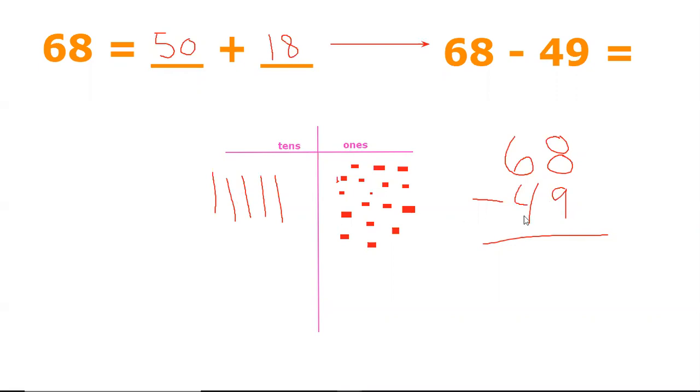The way I'm going to do this is by knowing I have 4 tens and 9 ones in the number 49. So I'm going to start by taking away my 9 ones. I'm going to go 1, 2, 3, 4, 5, 6, 7, 8, 9. And then I'm going to take 4 tens away. 1, 2, 3, 4. So now all I need to do is count what's left. And I see I've got 1 ten, and I've got 1, 2, 3, 4, 5, 6, 7, 8, 9 ones left over. So my problem, 68 minus 49, the answer is 19.